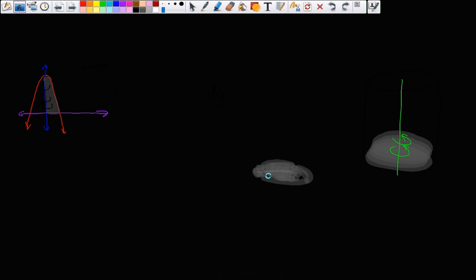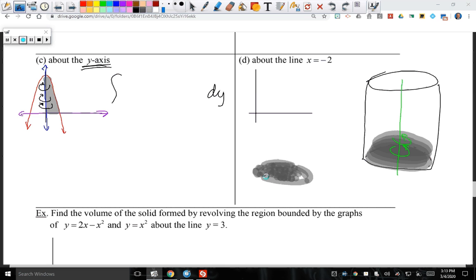Okay, so what is my next step? Find the bound for x. We could do the bounds. We've got to know whether it's the disk or the washer method. Disk, because there's no void. That shaded area is touching the axis of revolution the entire time. Here we go. Pi r squared.